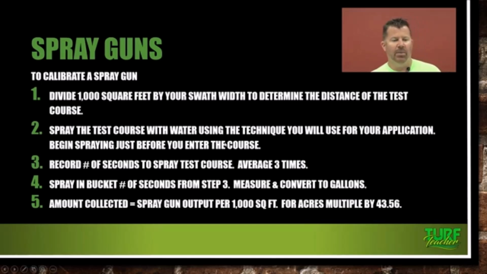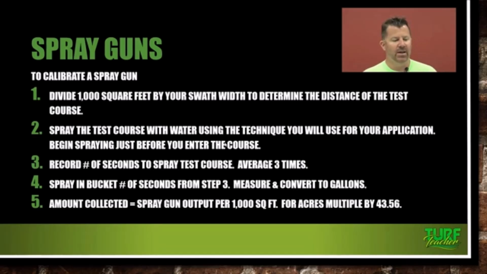So calibrating spray guns. To calibrate a spray gun, divide 1,000 square feet by your swath width to determine the distance of the test course. So you're going to have to do that first. Spray the test course with water using the technique you will use for your application. Begin spraying just before you enter the course. So you set up that area on concrete, asphalt, or even rock. I'd rather do it on concrete or asphalt, to be honest with you guys, because you can see how your patterns are going a lot smoother on that smooth, slick surface. You'll see where the water goes.